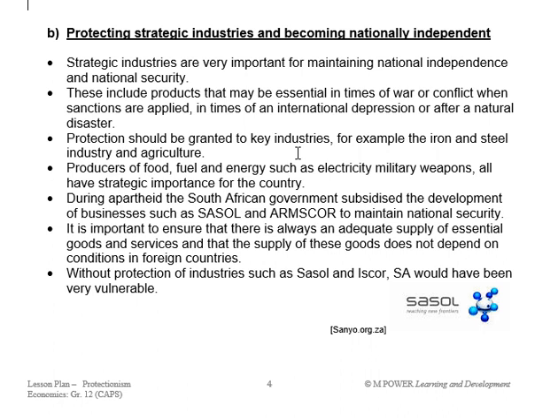All right. So our strategic industries are very important for us to maintain our independence and our national security. Okay, food security is part of national security. National security is not always just about the defense force. All right. So these can include products that can be essential in times of war or conflict, or when we've got sanctions.